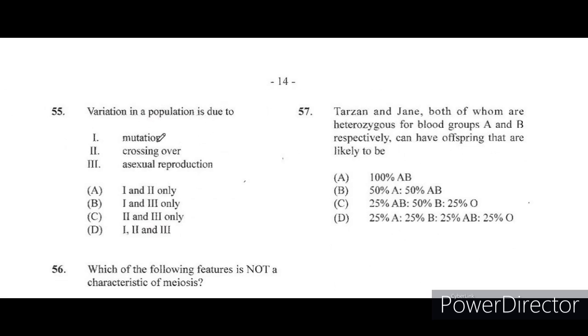55. Variation in a population is due to mutation, crossing over. Asexual reproduction produces offspring that are genetically identical to the parent, so there's no variation, so it's one and two. So 55 is A.